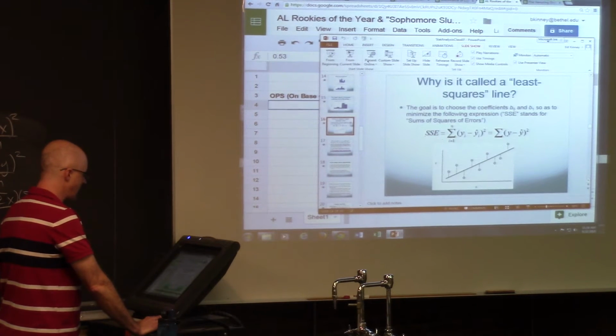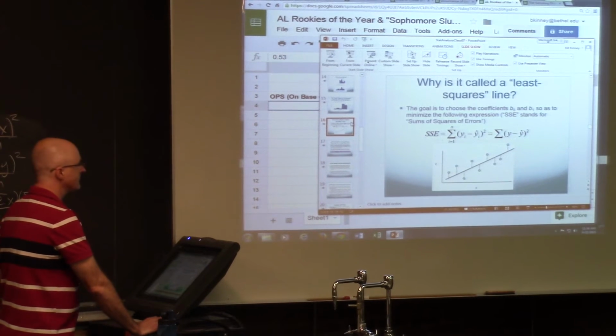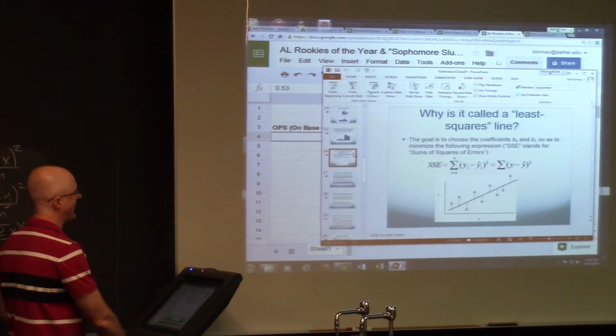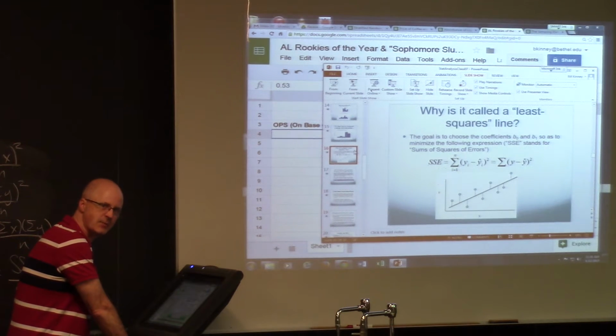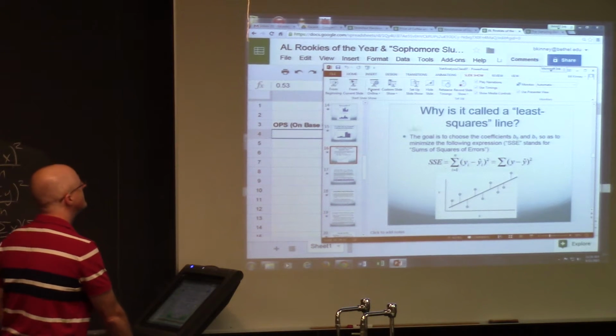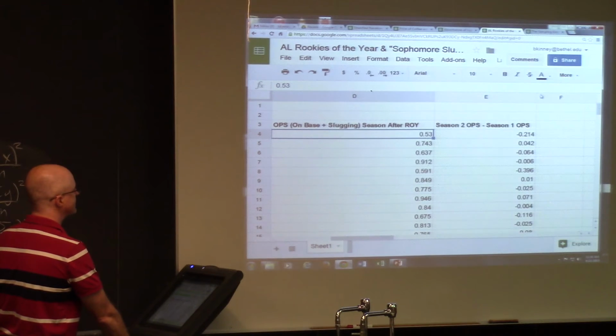I do want to go into more depth about the least squares line. Again, this formula for this thing called SSE, sum of squares of errors. Again, error is synonymous with residual, okay? Prediction error, that's a synonym with residual in the context of regression. So that's why it's called SSE.